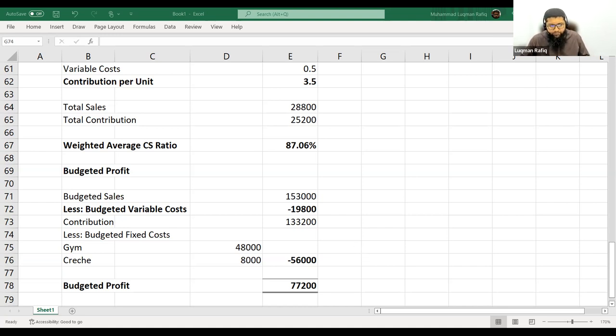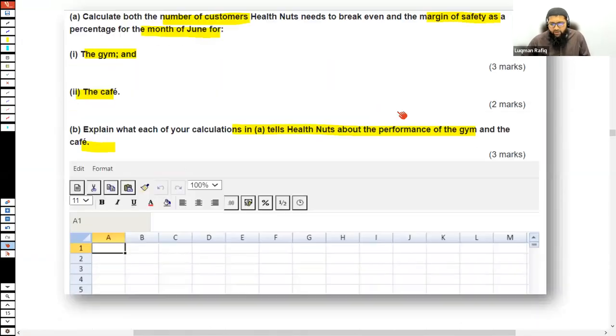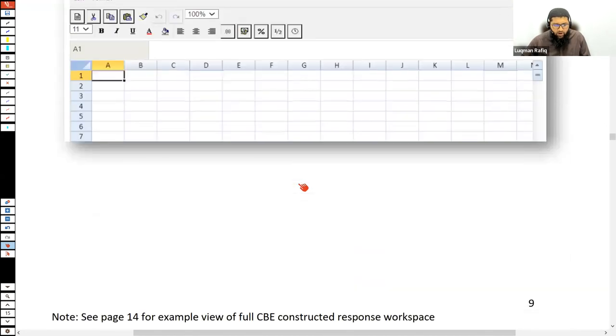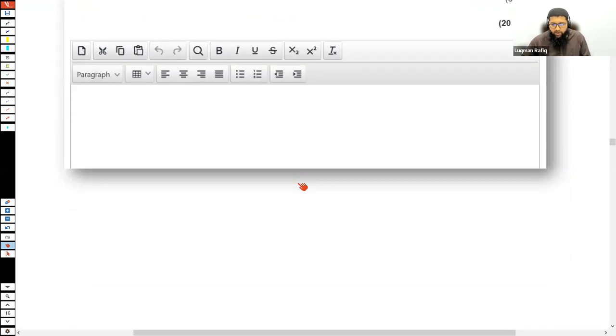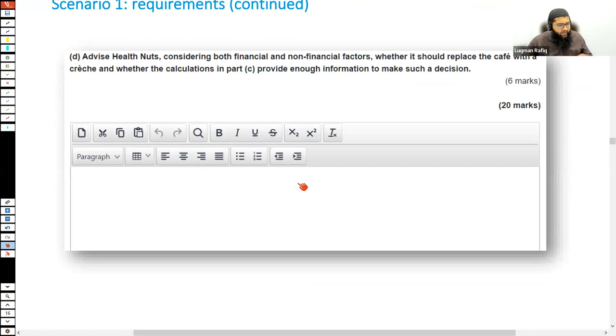Okay, so we are done with this part. Last part of the question probably is to advise Health Nuts, considering both financial and non-financial factors, whether it should replace the cafe with crèche, and whether calculations in part C provide enough information to make such a decision.